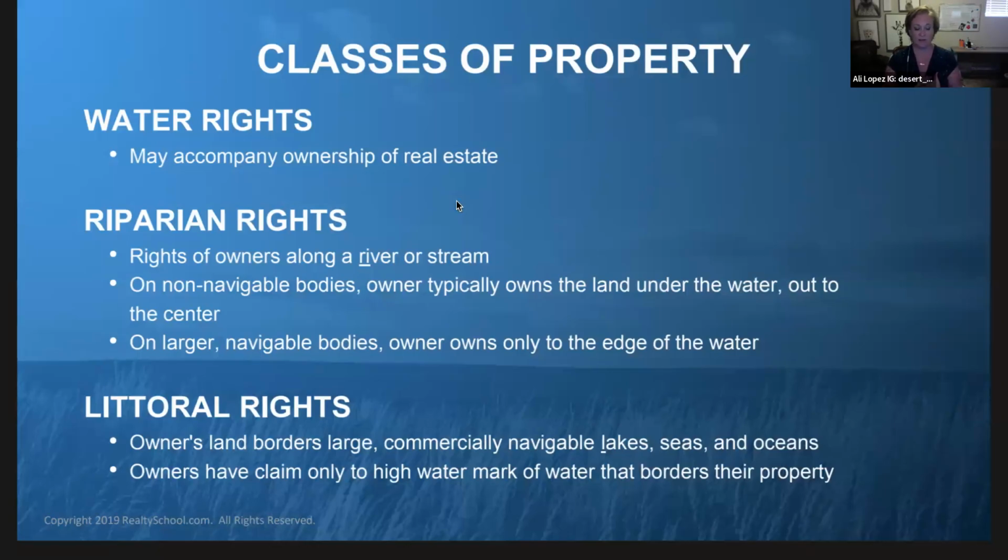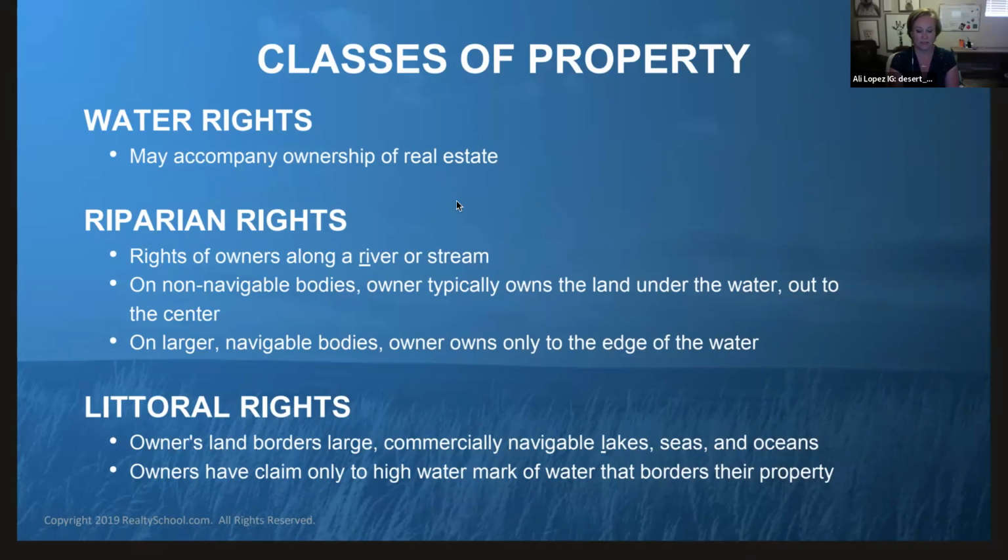consists of 5 things, and I like to remember it as DEEPC. So if you have a piece of paper, write DEEPC. The disposition, which means you have the right to sell, will, transfer, or dispose of the property. You have the right of exclusion, which means the right to keep others off of or from having access to your property. You have the right of enjoyment.